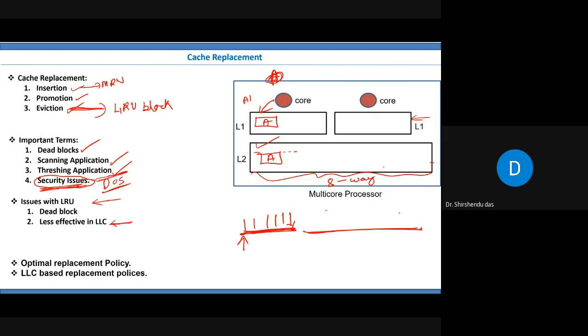Even today, most modern processors don't experiment much with the L1 cache. Maybe even today's processors use the LRU replacement policy for their L1 caches. But a lot of experimentation is going on for last level caches, and in this course we will mainly discuss those only.